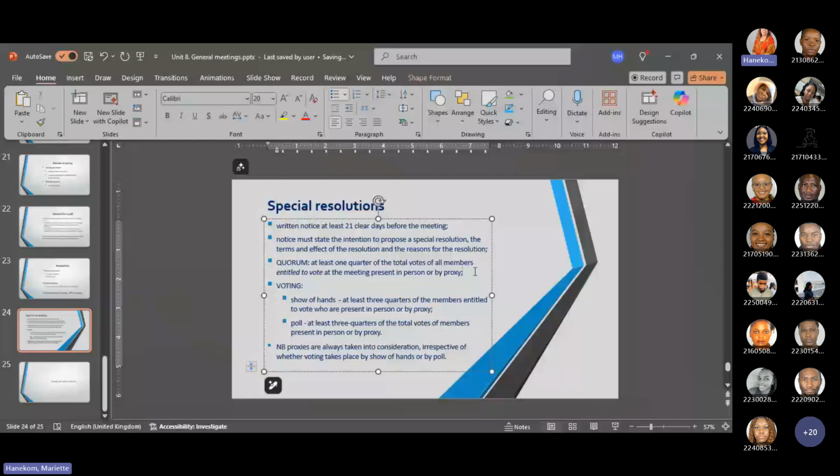Then when it comes to voting, if voting takes place by hands, what I've said in the previous slide, now you work only with those that are at the meeting, not in the company, but at the meeting.